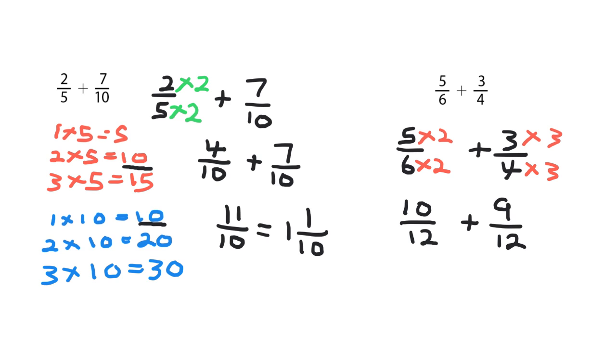And now I'm going to add 10 parts of 12 to 9 parts of 12. 10 plus 9 makes 19. I now have 19 parts of 12, which I'm going to convert into a mixed number, which becomes 1 and 7/12.